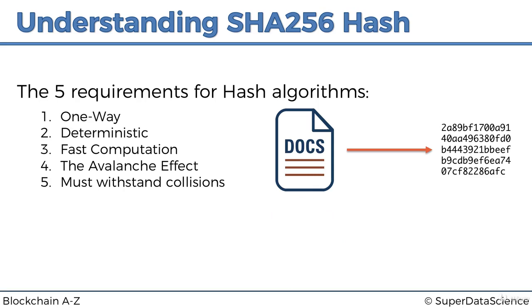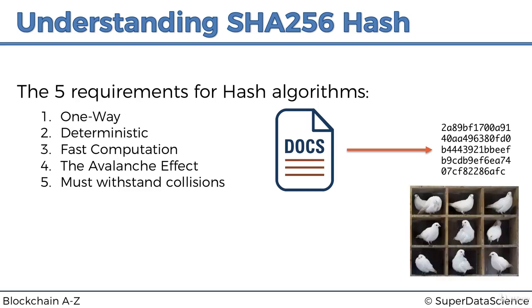And part five, it must withstand collisions. So what does that mean? What does withstanding collisions mean? Well, it means, as we saw with people, that sometimes, one in 60 million, you can have two people who have the same fingerprint. And same thing for the hashing algorithm. I've got the pigeons on the screen already. In a second, I'll explain what the pigeons are doing there.